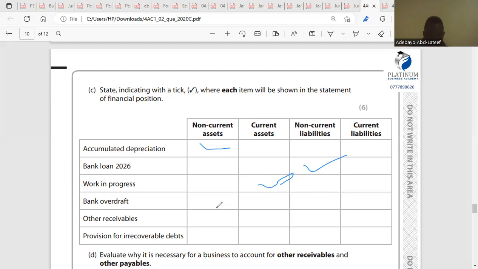Then we have overdraft. What is a bank overdraft? A bank overdraft is a credit facility that allows a bank customer to withdraw more than their available credit balance. Let's assume you have $10,000 in your bank account and you needed $11,000. If the bank allows you to take $11,000, it means that they've given you an overdraft of $1,000.